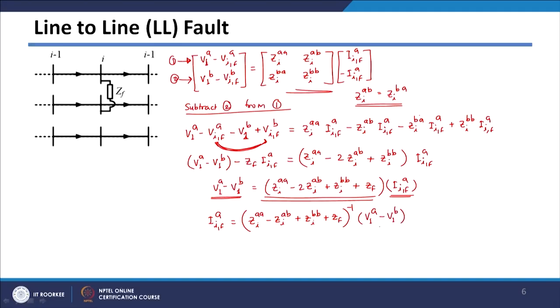And as I told you, voltages of A phase and B phase at first node, they are known. These matrices are known because they are getting evaluated from BIBC and BCBV matrices, which are actually known. So, you can get your fault current here. So, this is the equation for, so this we have got Z short circuit for LL fault. So, this particular matrix I am calling Z short circuit for LL fault.